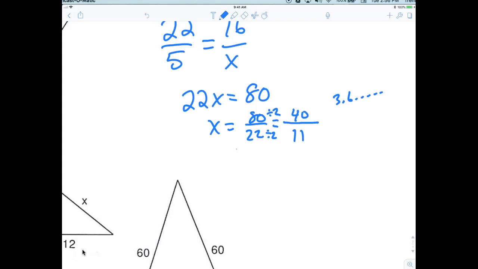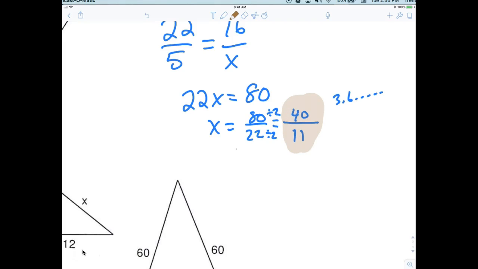3.6, blah, blah, blah, right? So now do 40 divided by 11. And then what do you notice? Same thing. You with me on this, right? So I prefer that you leave it as the fraction. Is everybody good with this?